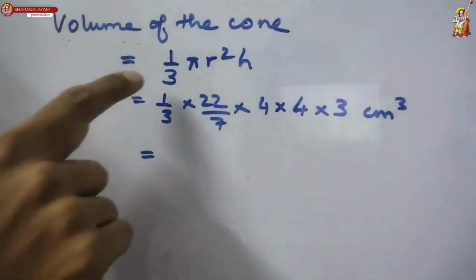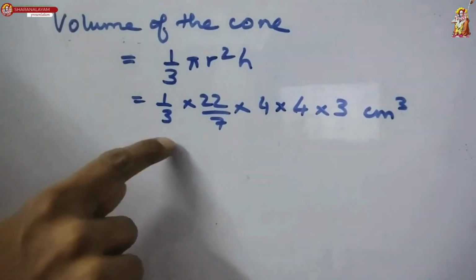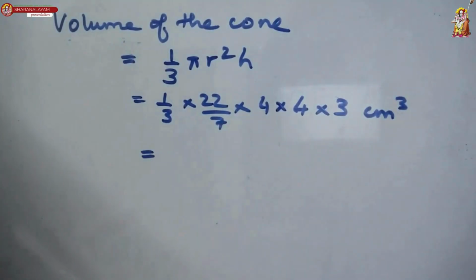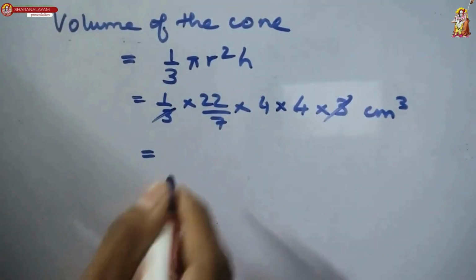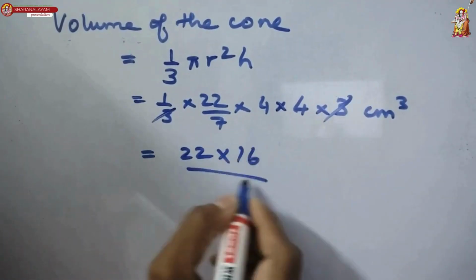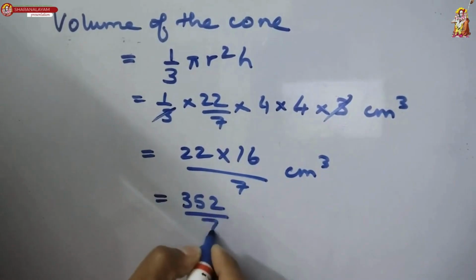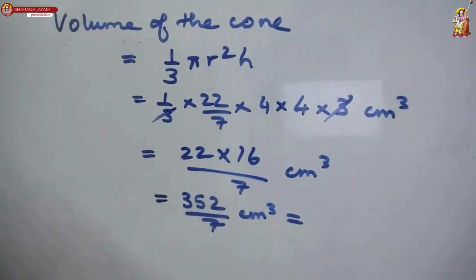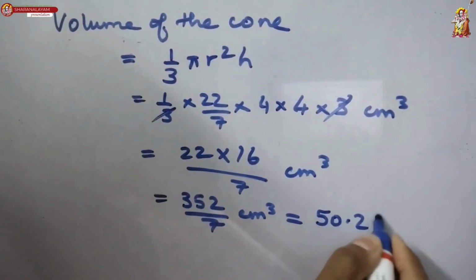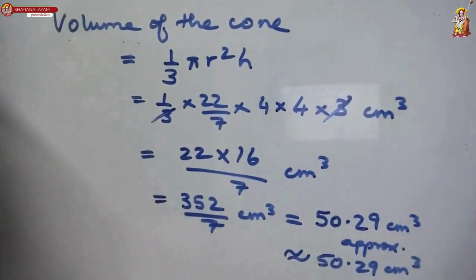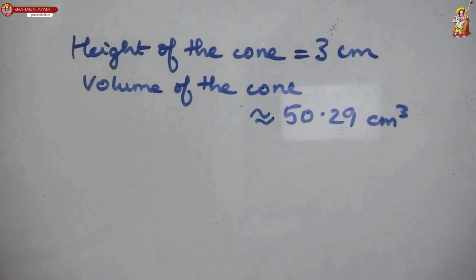Now, volume of the cone is 1 upon 3 pi r square h. So, 1 upon 3 into 22 upon 7, that's what they have given, into r square, 4 into 4 into 3. So, 3 gets cancelled. So, we have 22 into 16 upon 7 centimeter cube. That gives you 352 upon 7 centimeter cube, which is equal to 50.29 centimeter cube approximately. So, the height of the cone equals 3 centimeters and the volume of the cone is approximately 50.29 centimeter cube.